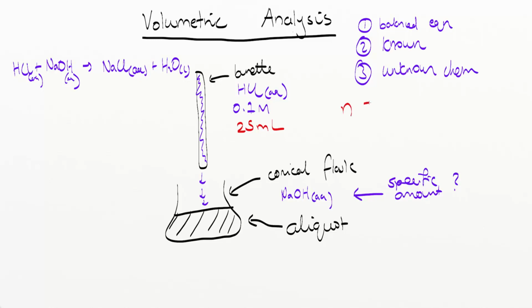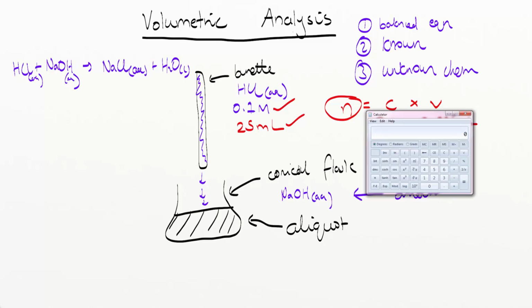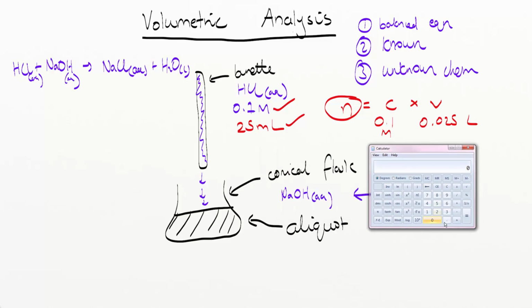Okay, so what does this mean? Remember this one equation: n equals c times v. Concentration is 0.1 moles per liter, and volume in this case is going to be 0.025 liters. So once I have the concentration and the volume, I can find the number of moles of hydrochloric acid that was dropped into this conical flask. Over here I've got my calculator up, so let's calculate that. 0.1 multiplied by 0.025 gives me 0.0025 moles.